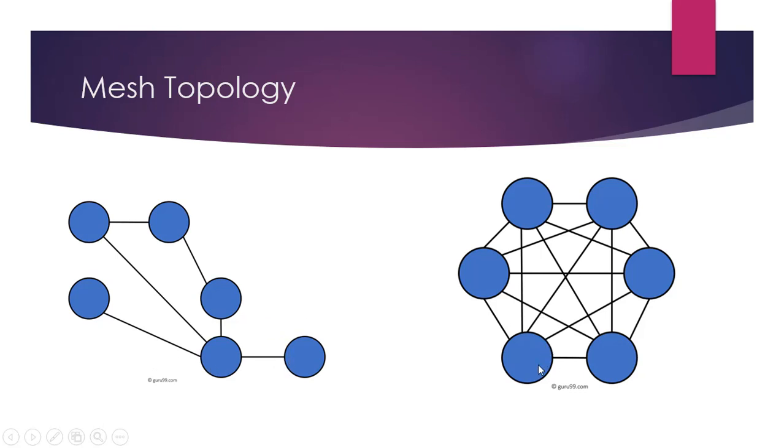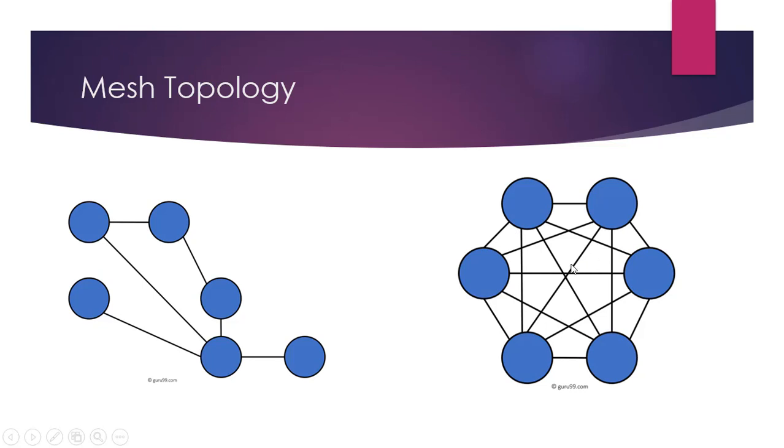But here you can see a full mesh where each computer is connected with each other individually. For example, let's take this example. This node is connected with this one, this one, this one, this one, and this one directly. So when every computer is connected with every other computer of a network, then such a type of topology is called full mesh.